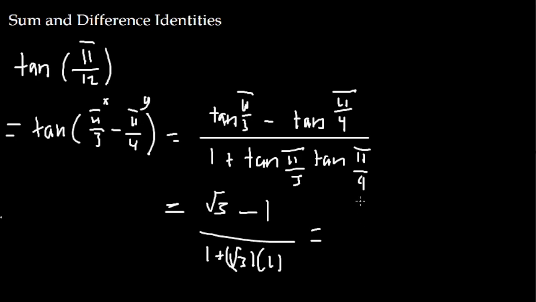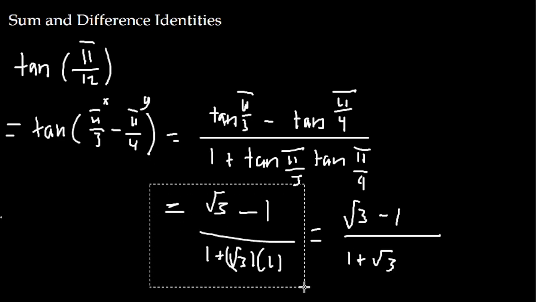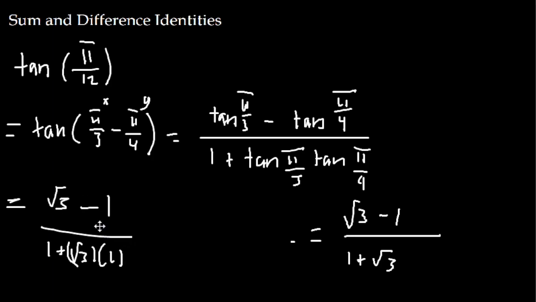Ano ba yan? Anyways, yan. Wala na tayong magagawa sa numerator. It's already simplified. Square root of 3 minus 1 over 1 plus square root of 3 times square root of 1 is square root of 3. Now, burahin ko muna to. Ay, hindi. Iusog ko na lang para hindi nakakalito. Yan.